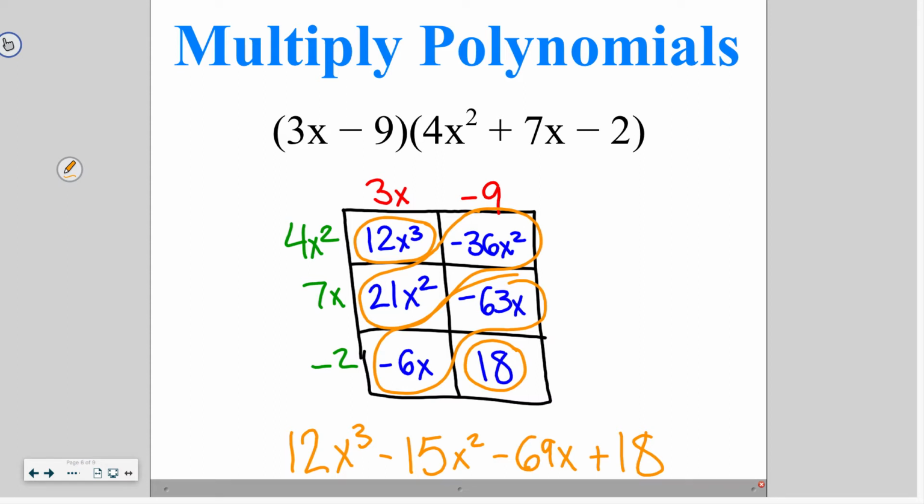So again, we set up our boxes, 2 on the top, 3 going up and down. Do our multiplication, and we end up with 12x to the third minus 15x squared minus 69x plus 18.